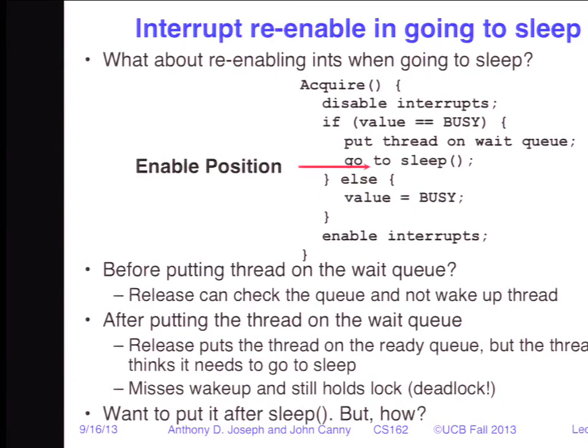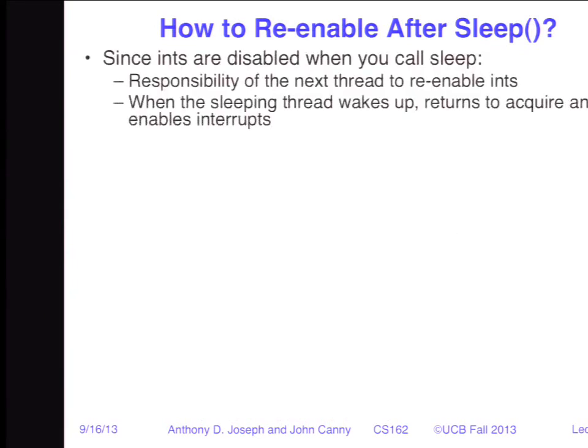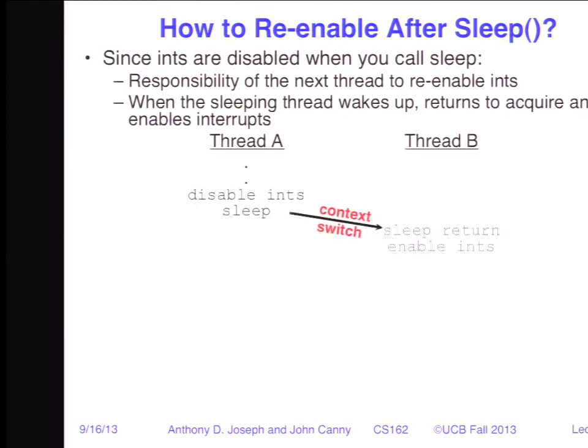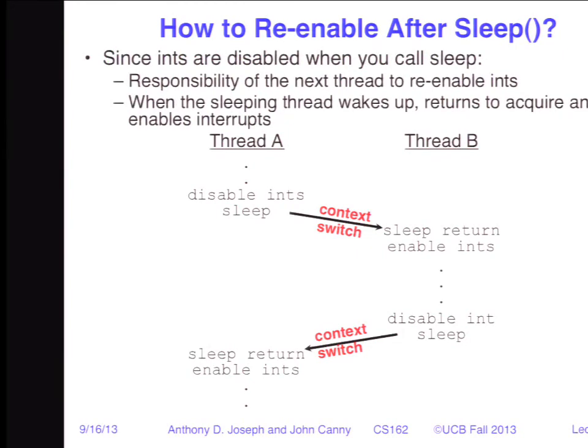So the way we can do that is as follows. We know that interrupts are disabled when we call into sleep. So we can make it the responsibility of the next thread that runs to restore interrupts when it comes back from sleep. So that looks like this. Thread A disables interrupts and then goes to sleep. We have a context switch to someone else, and they return from their sleep routine, and they re-enable interrupts. Now they run for a while, and they acquire some lock and have to sleep, and so they disable interrupts. And now when we get context switched back, because we're now able to run, because the lock is now ours, we're going to re-enable interrupts also.